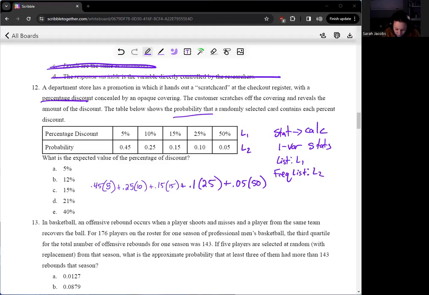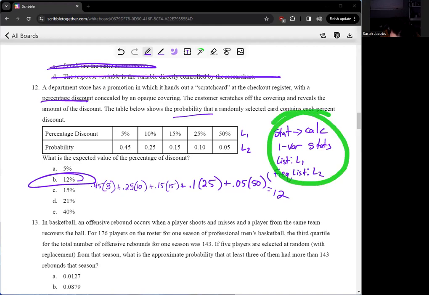And plus 0.1 times 25. So this is me mumbling while I type it into my calculator. And bam, that all adds up to 12. So we are expecting a 12% discount. You should get the same mean. So what you're looking for here, if you do it in your lists, is the mean. Mean, expected value, same diff. Onward.